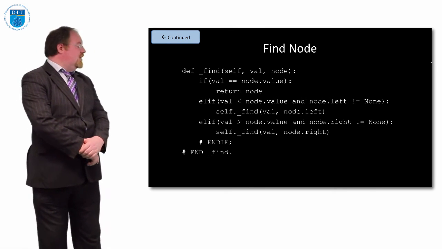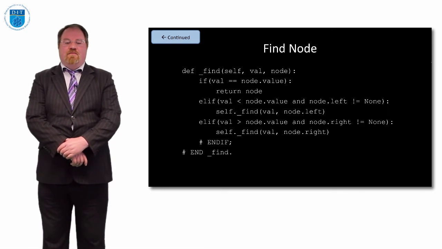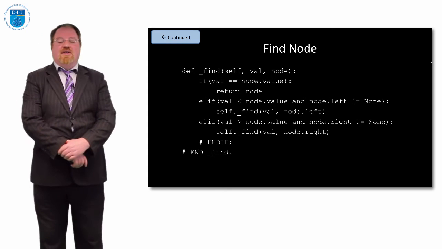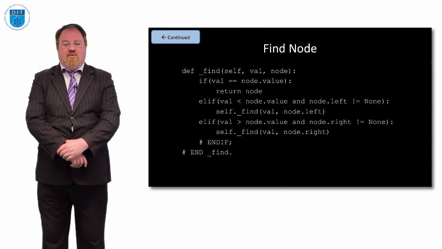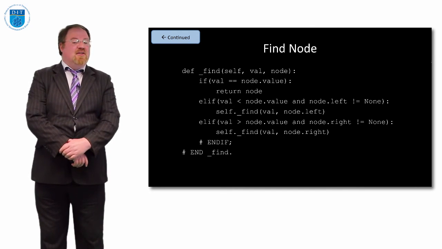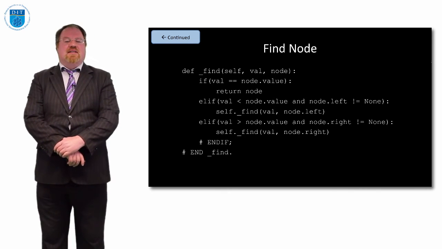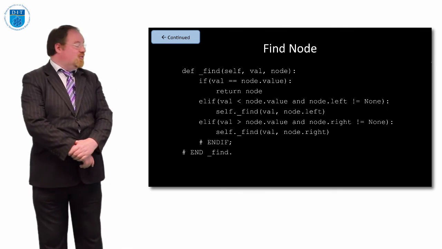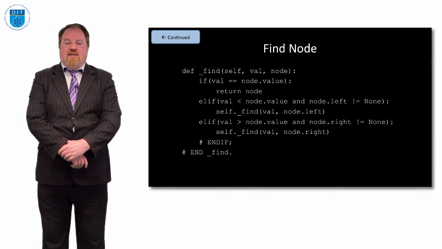Otherwise, it checks if the value we're looking for is less than the current value. And if it's less than, we go left. Else, if the value is greater than it, we go right. So we've only three options. The value is equal to the one we're looking for, the value is less than or greater than. If the value we're looking for is less than the current value, we go left. If the value is greater than, we go right. And we call _find again, either left or right.